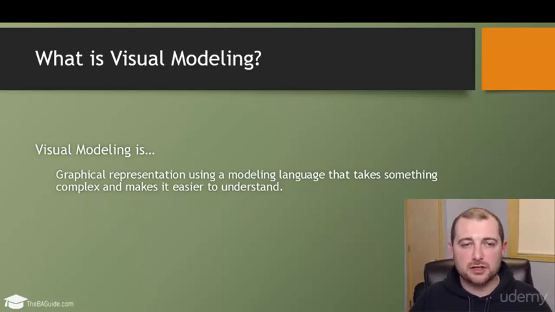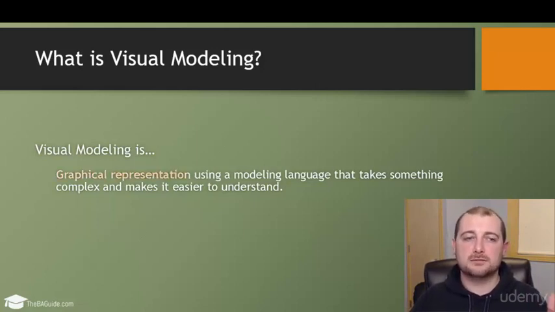Well, the actual definition is a graphical representation using a modeling language that takes something complex and makes it easier to understand. Overall, that definition is a little bit overly confusing, so let's break that down. The first thing is visual modeling is a graphical representation. Pictures are a lot easier to understand than a block of text. And so modeling takes that block of text and breaks it up. It could break it up into full picture format.